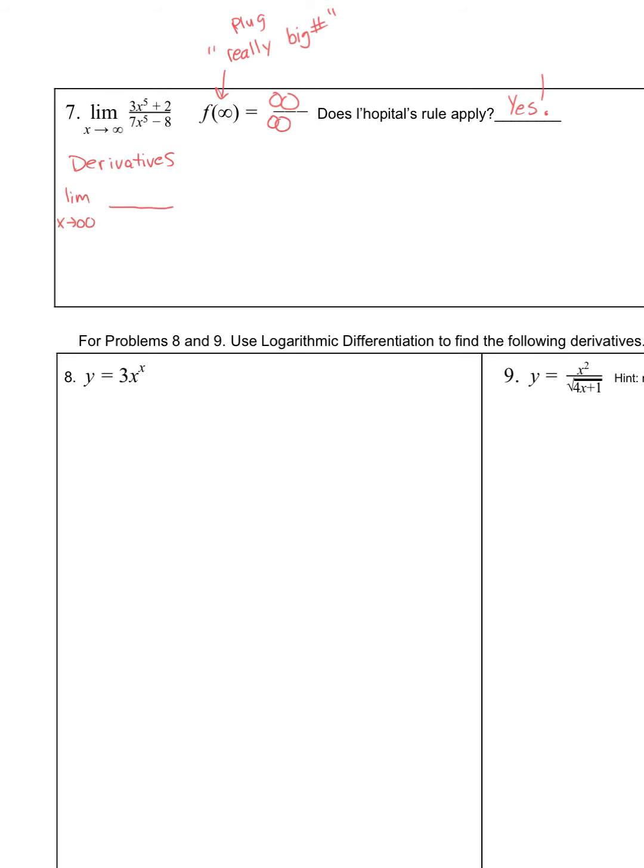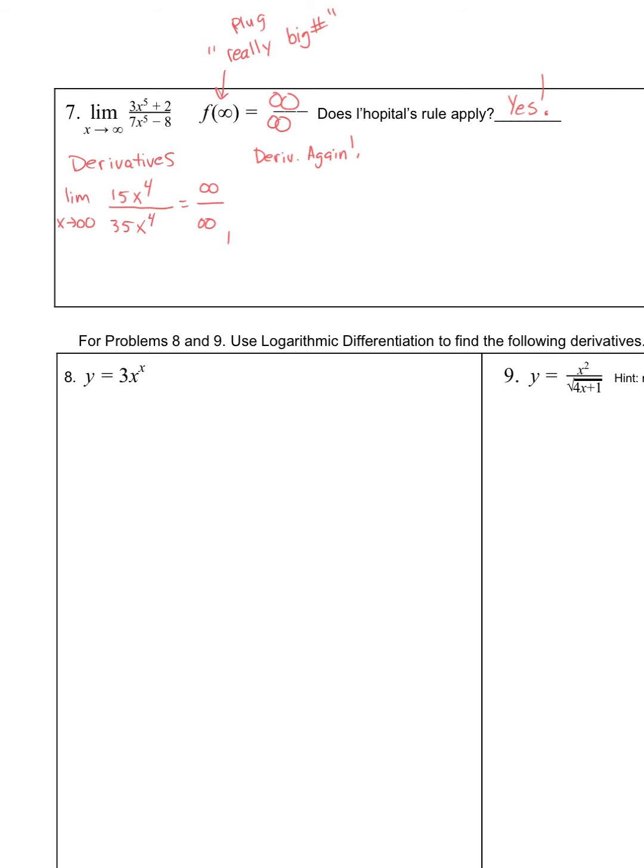The derivative on top is 15x to the 4th. And the derivative of 2 is just 0. On the bottom, the derivative of 7x to the 5th becomes 35x to the 4th. And the derivative of negative 8 is 0. So you can see that when we plug in infinity for x, that is still going to give us infinity over infinity. So now we do the derivative again.